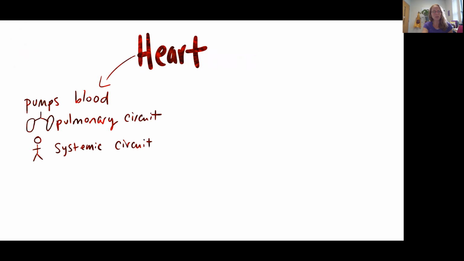We already know the job of the heart is to pump blood, but what you might not realize is that there are two distinct circuits. There is what's called the pulmonary circuit and the systemic circuit. So the heart is going to be pumping blood to the lung, that's the pulmonary circuit, in order for gas exchange to happen. So that's, of course, where CO2 is delivered and oxygen is picked up.